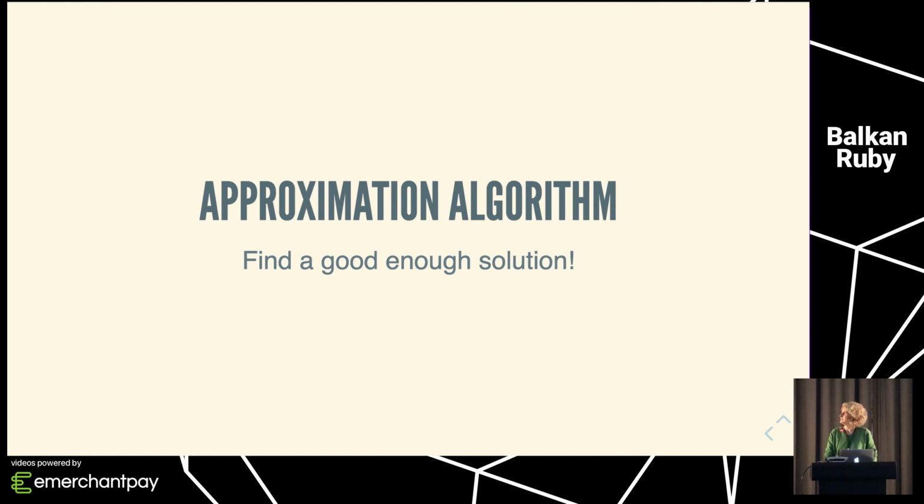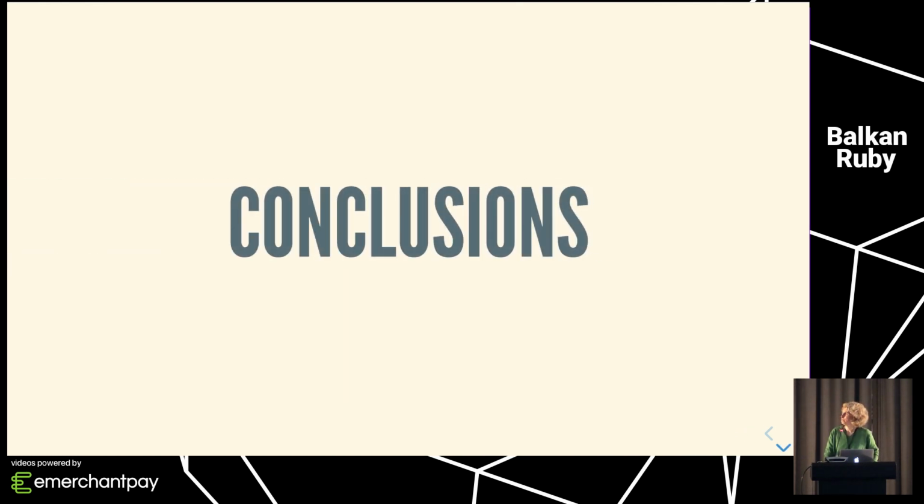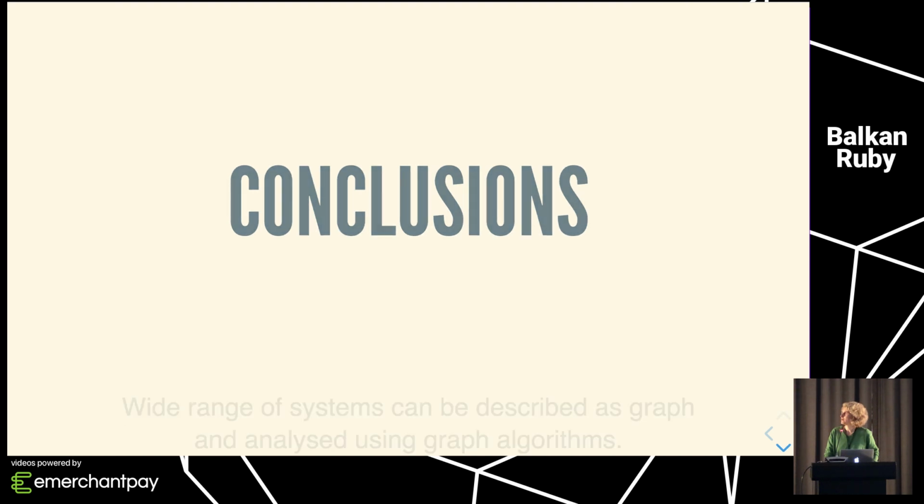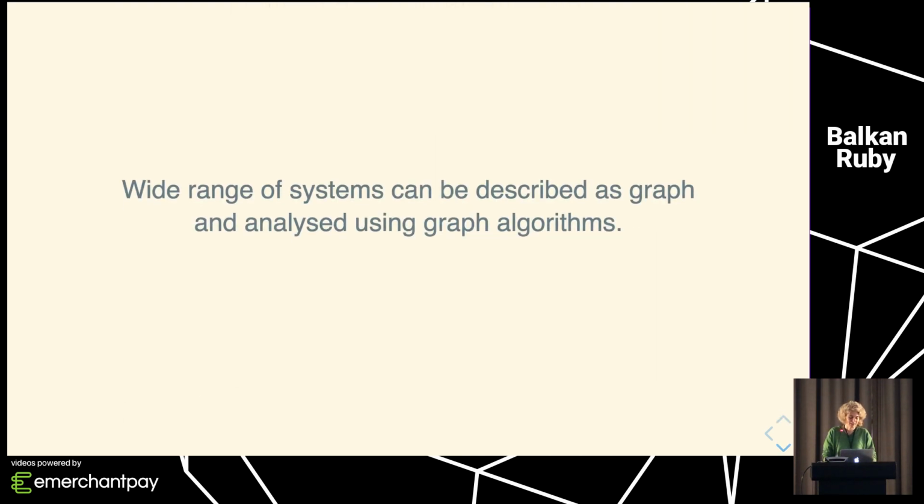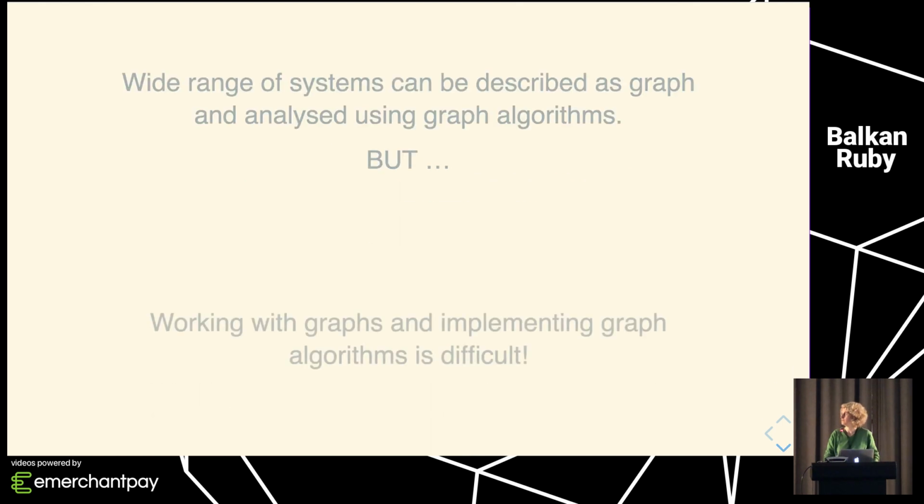So, concluding, I hope that if you have to take just a few things from this talk, that will be that there are a lot of systems that can be described by graphs. It's such an abstract description that you can fit a lot of systems in it, and then apply graph algorithms to analyze them and to obtain some more information about them.